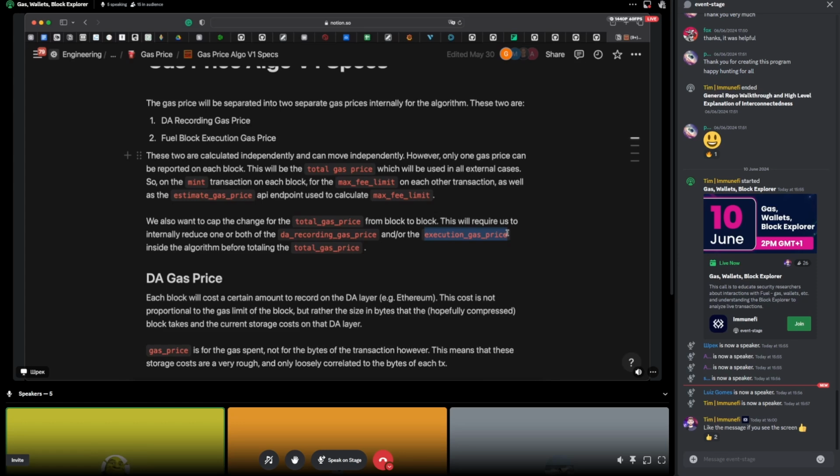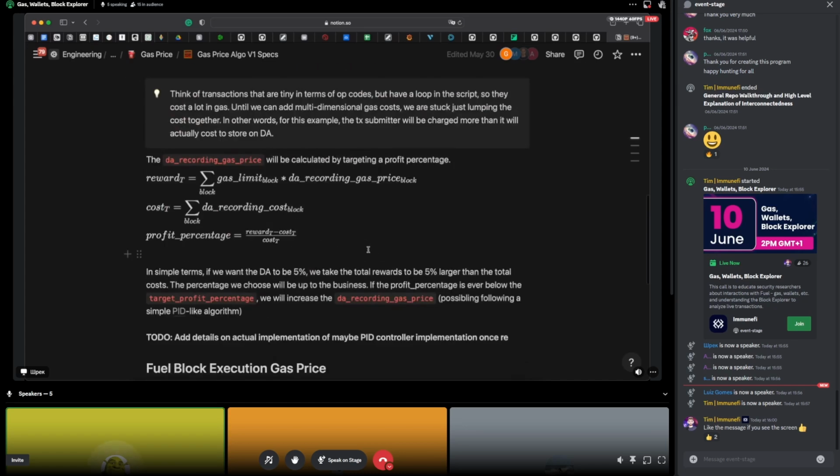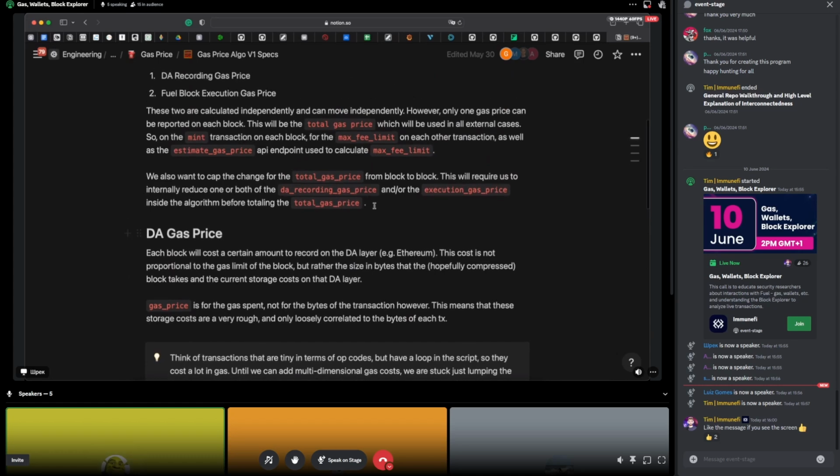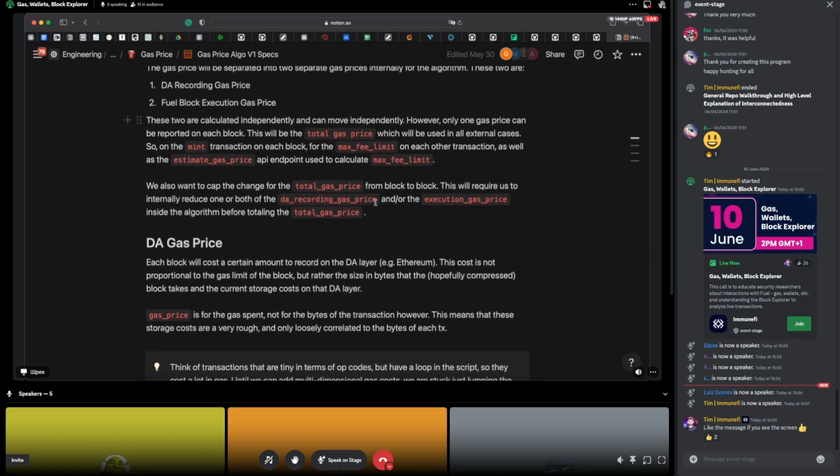Execution gas price, DA gas price is based on cost and on reward received for DA gas price. And yeah, the profit is DA reward minus cost. And that function will try to minimize profit to make it 0.